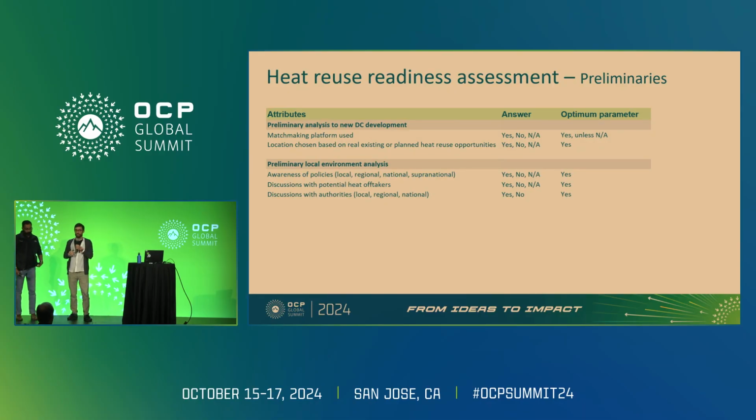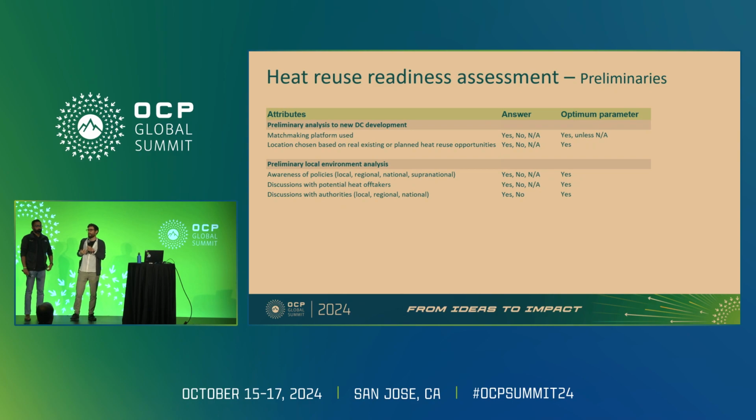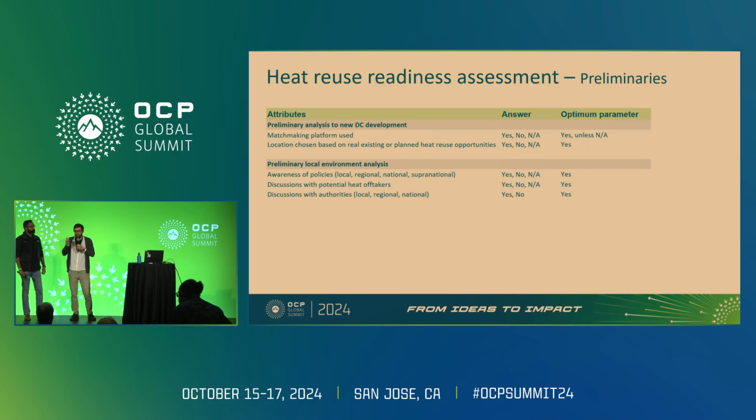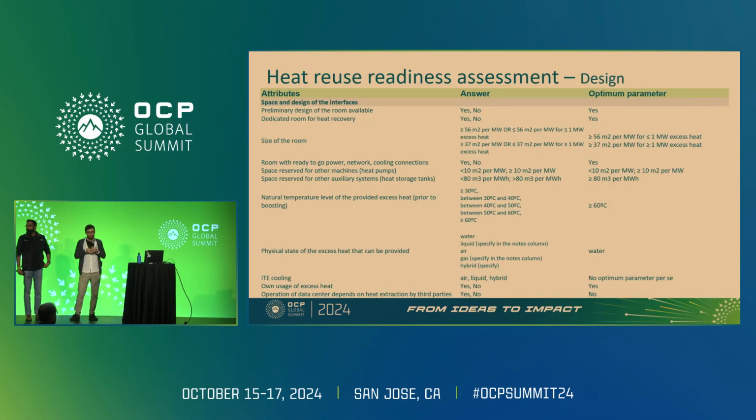The first thing is the preliminary work you have to do when thinking about a heat reuse project. This is a lot of politics. You have to talk to the local authorities, know the regulations, and know if there are incentives or subsidies. This is sometimes essential, since data centers are usually not acting as a heat provider. They are focusing on their business, so they need to know what is around them, what subsidies are available, and what the situation looks like in that area. That's why we are also developing a lot of guidance in the policy area, because this is a very important part of heat reuse.